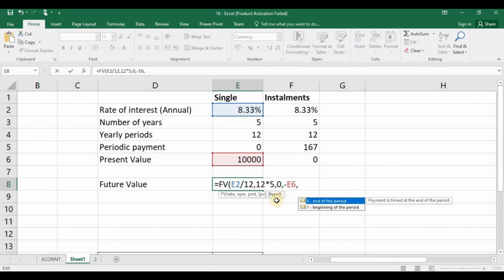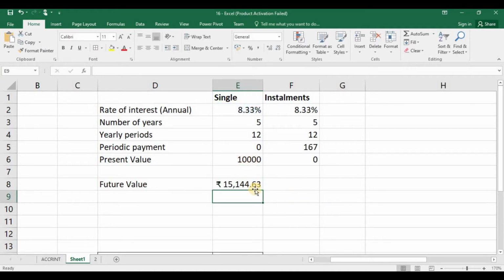The last argument is for payment due time. 0 is for payment due at end of period. 1 is for beginning of period. Default value is 0. I am leaving it, as it will take the default value. Close the round brace. Press enter. See, this is the value of our investment in future. We have calculated future value for the investment done at a single time.